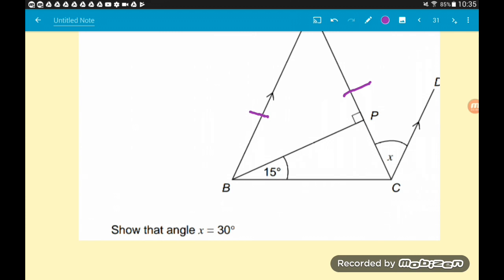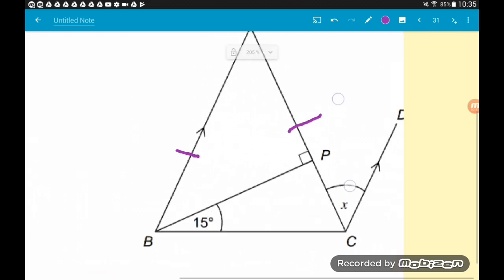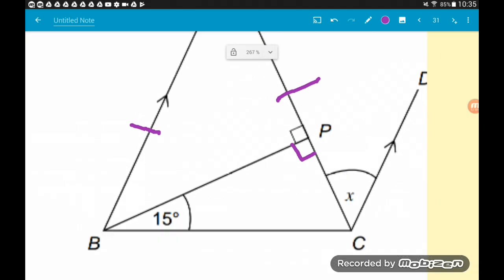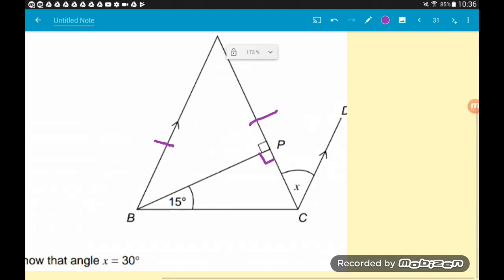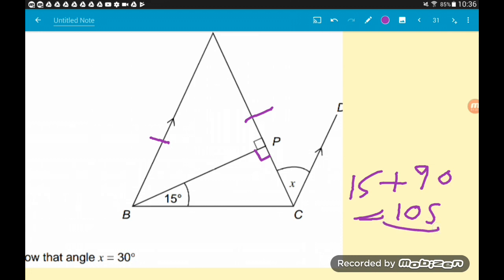So how are we going to do that? Well, again, let's just fill in any blanks that we can. So, because this angle here is a right angle, that means this angle here is a right angle. So, all of a sudden, we've now got a triangle in the bottom where we know two angles, 15 degrees and 90 degrees. So 15 add 90 is 105.